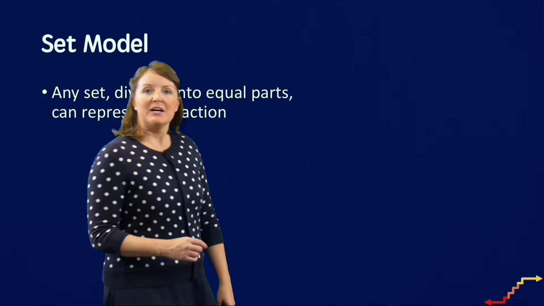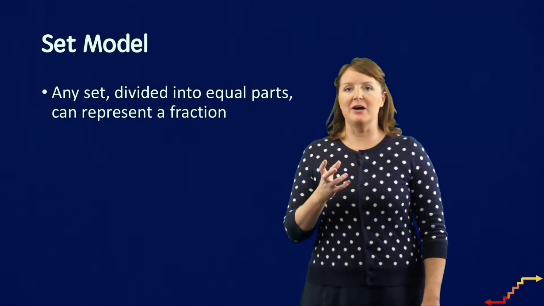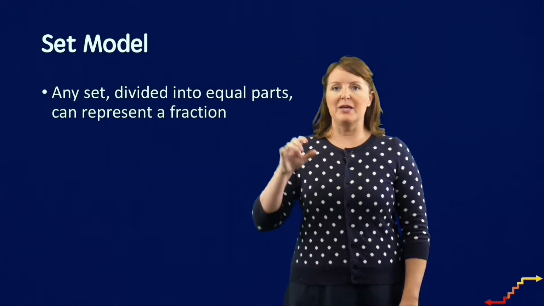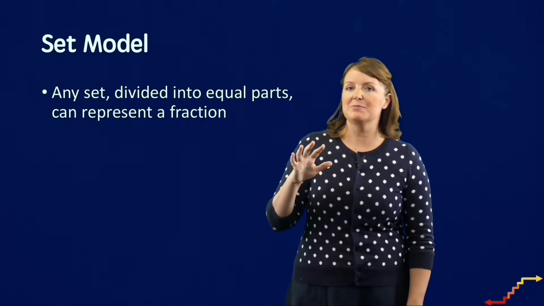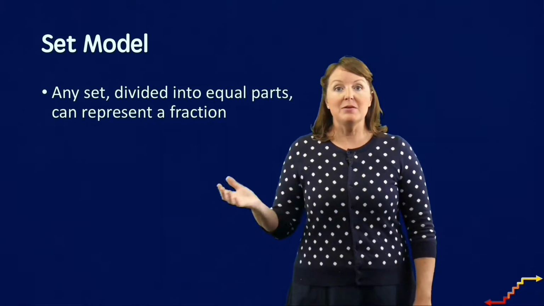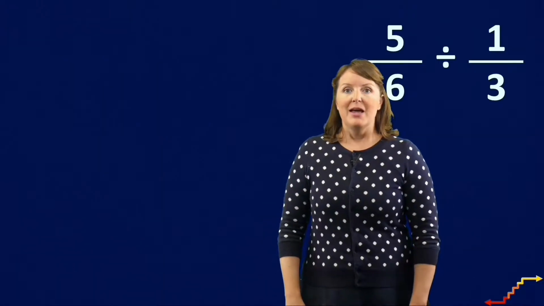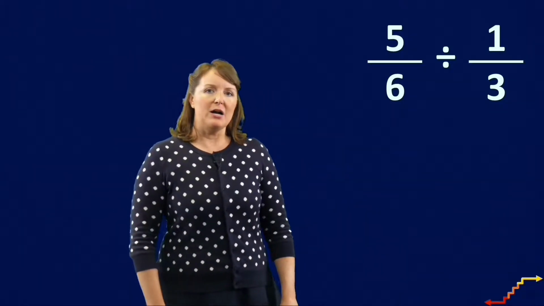Now, the set model of fractions means that we can take any set of objects, and if we can show, like, this represents the numerator and this represents the denominator, they can be used to show a fraction. And we're going to use the two color counters, which are a super popular concrete manipulative within the set model, to solve this problem right here.